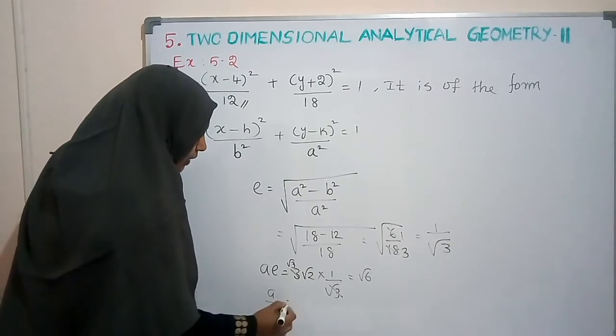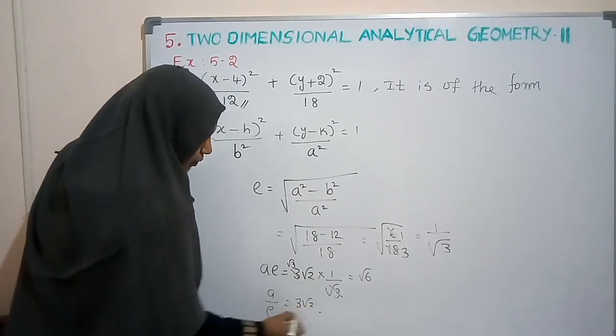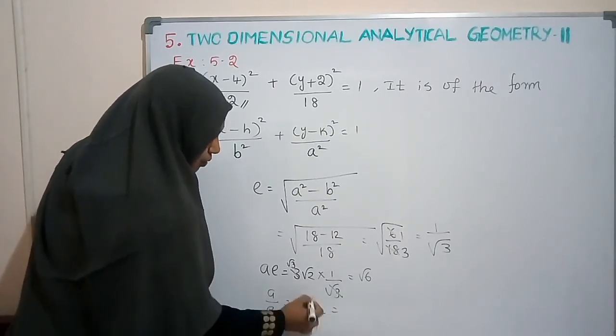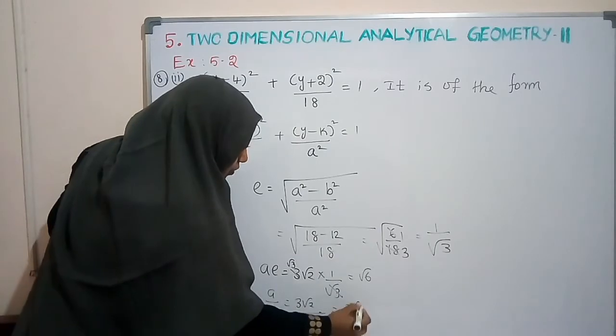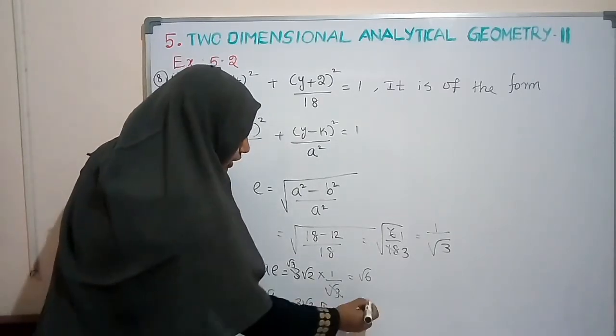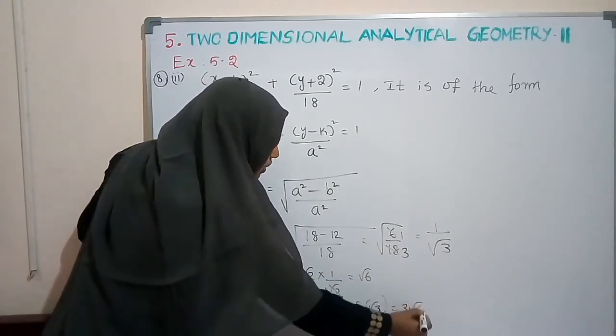Similarly, a divided by e means once again 3 root 2 divided by 1 by root 3. Okay. So once again it can be written as 3 root 2 times this 1 by root 3. Root 3 will go to the denominator. It becomes 3 root 2 into root 3. So the answer is 3 root 6.